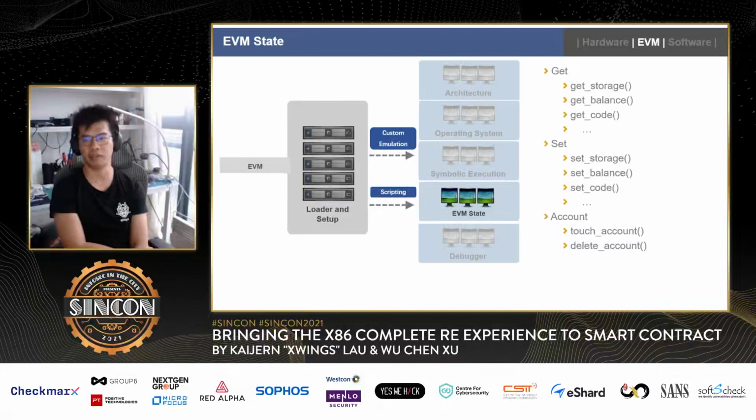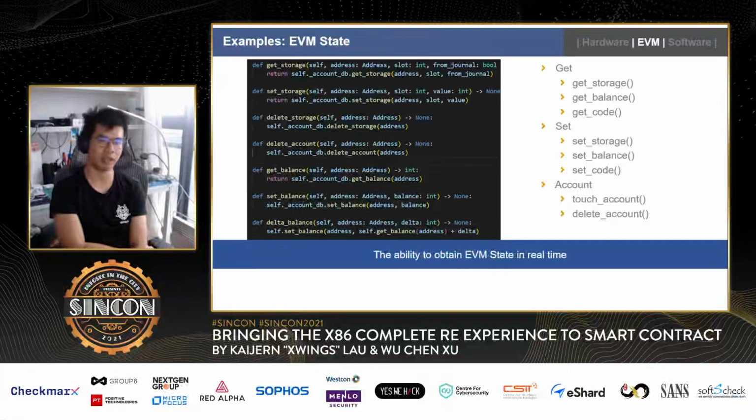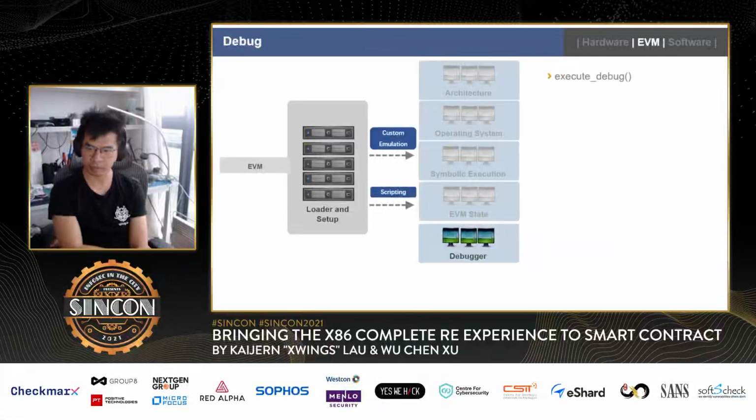You know, get storage, get balance, get code. Okay, set storage, set balance. Then that is where you can start to do the transfer or whatsoever. So yeah, delete the account, set storage. This is all the EVM standard commands that you can run together with all the tools that we have provided.